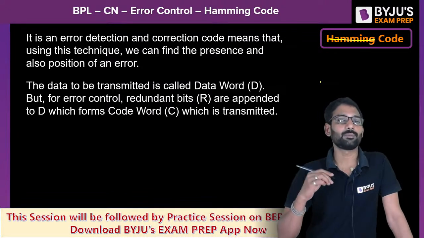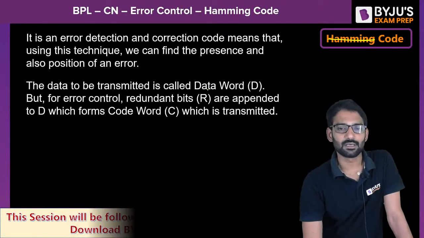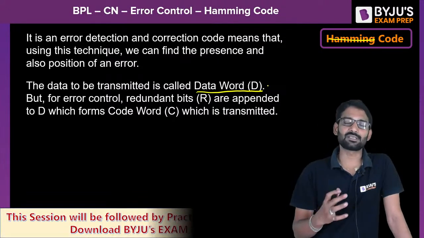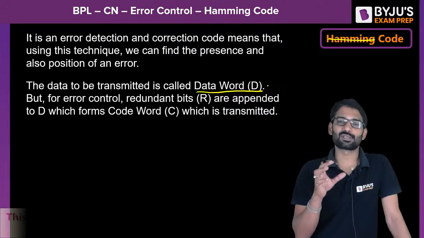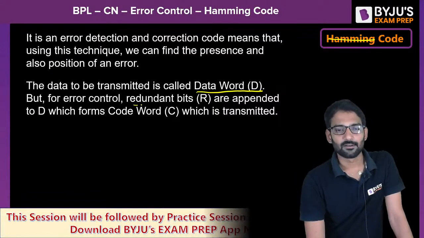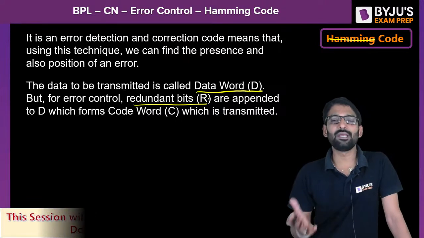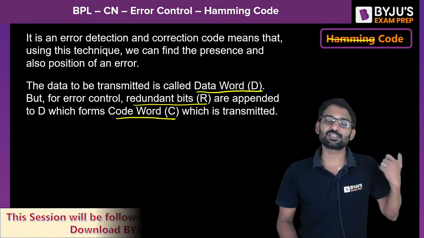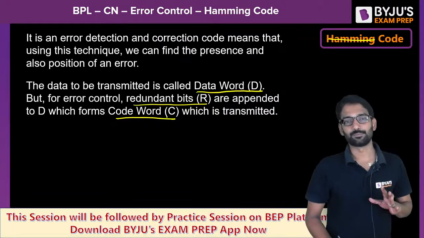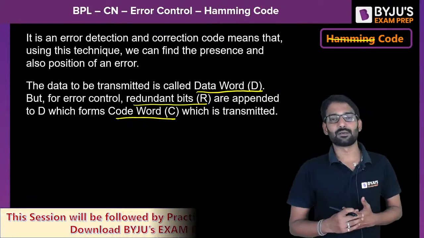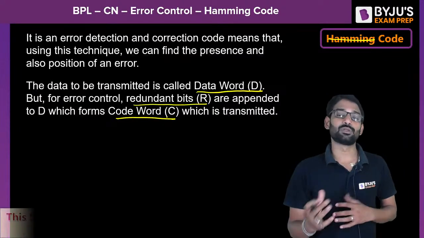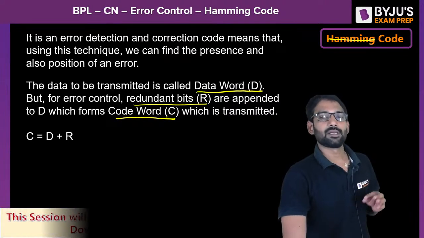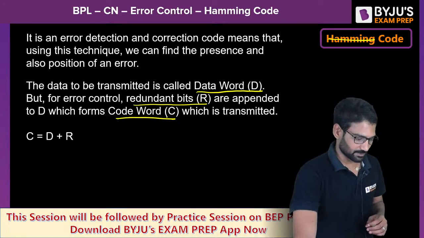Now the strategy behind any error handling code is, if the sender wants to send a data word, for this data word, some parity bits or check bits or redundant bits, maybe 1 bit or more, will be appended so that code word will form, and the transmitted one is code word, not the data word. Sender wants to send data word, but sender will send code word by appending redundant bits, right? So code word will be data word plus redundant bits.